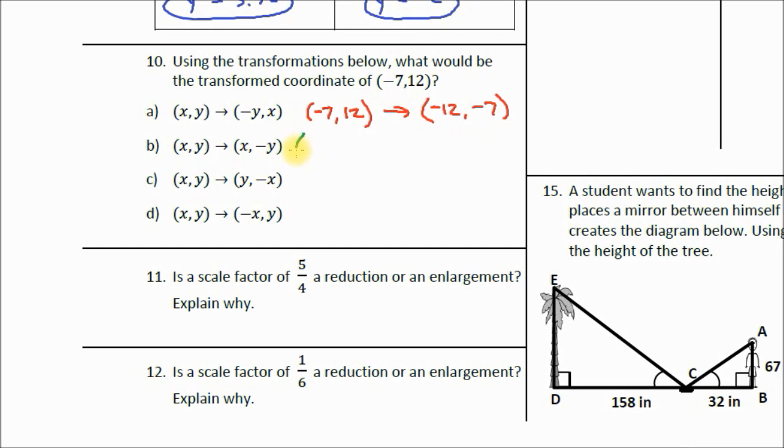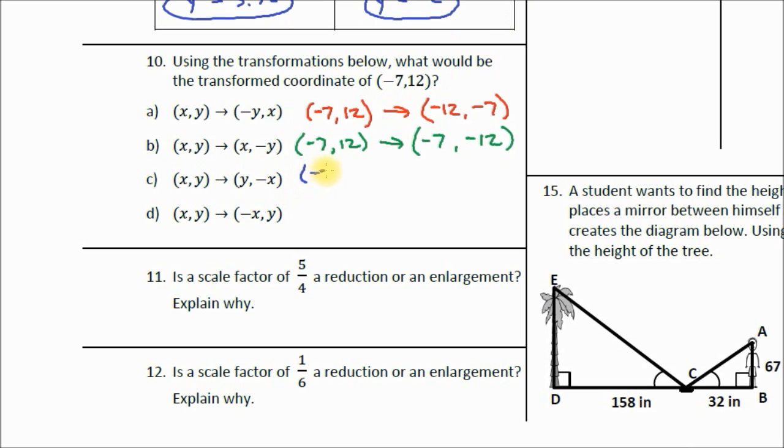Okay, next. Every one of these, class, just for practice, they all start off with the same coordinate. So negative 7, 12, let's take a look. X stays the same and stays in the same position, no sign change. Y just flips sign, so 12 becomes negative 12.